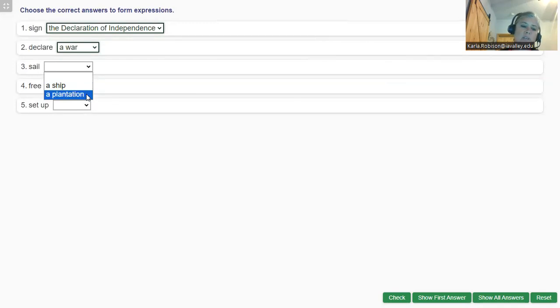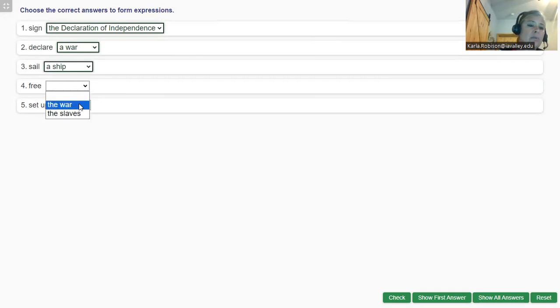A plantation is basically a very, very large farm. So for us, we call them farms, but in the South, they have these very big, beautiful, grand houses with lots of land around them with crops, okay? But for me to sail something, I need to sail a ship in the ocean.